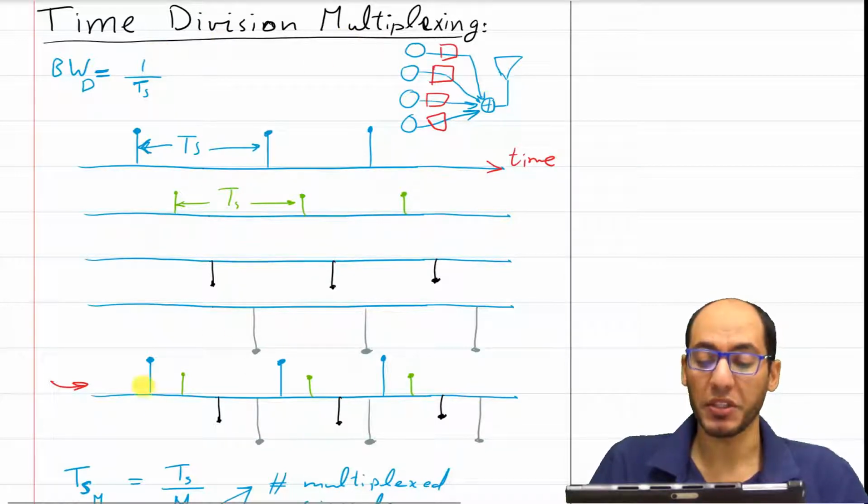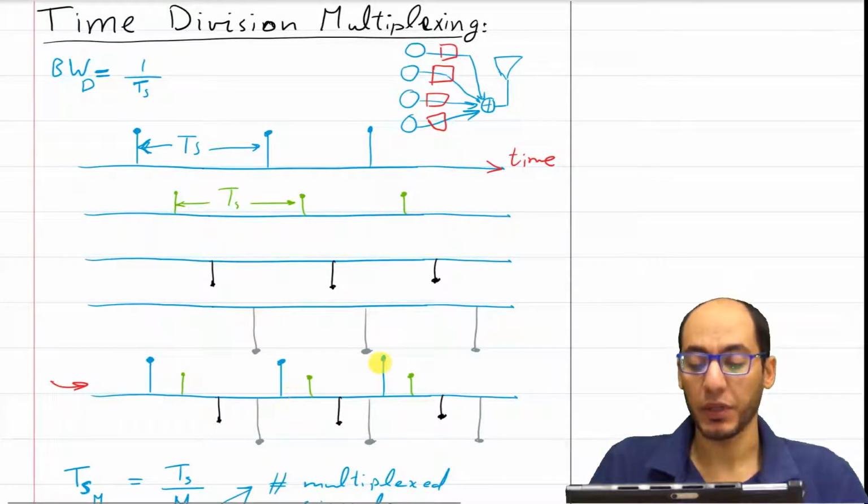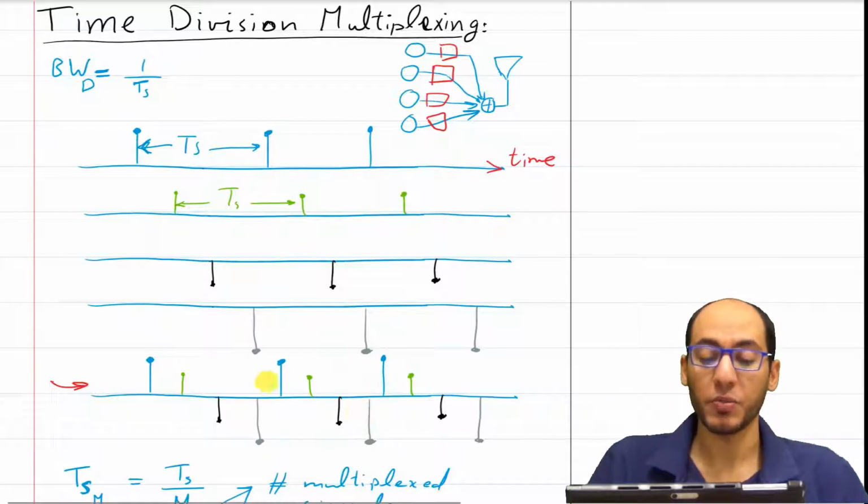Now, when you transmit this signal, the receiver is going to listen to all these samples. But if it was the receiver of the first user, the blue user, then I'm going to ask them to sample by Ts. So take the first one, leave 3, and take the second one, leave 3, and take the third one, and leave 3, and so on and so forth. So they're going to be sampling with Ts as well.